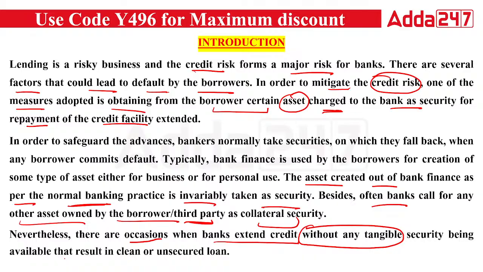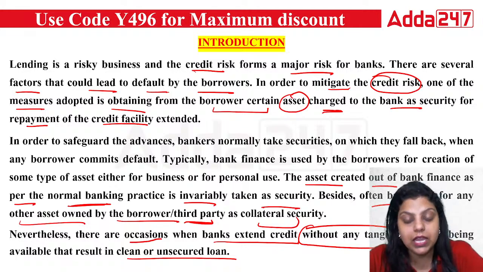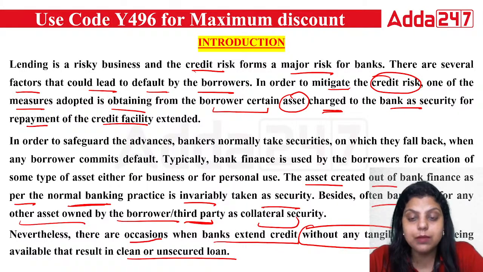being available. So that results in a clean or unsecured loan. The clean loan or unsecured loan we can simply define as that type of loan which does not have any collateral or security provided to the bank at the time of providing the loan. So banks provide loans to the customer by taking security, by taking collateral.